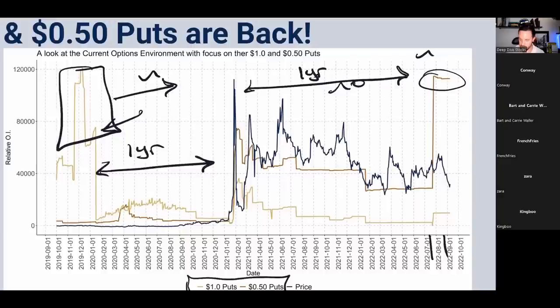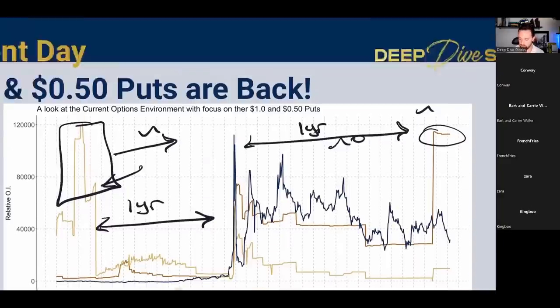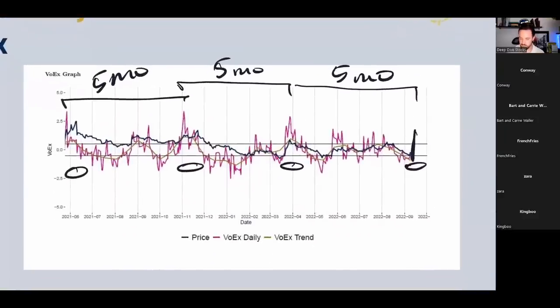The other interesting thing is that you said that GameStop VoEx seems to be on a 5-month cycle. Well, a couple things there. Well, all right, let's just talk about the 5-month cycle. Sure. The next cycle kind of places us around that expiration.